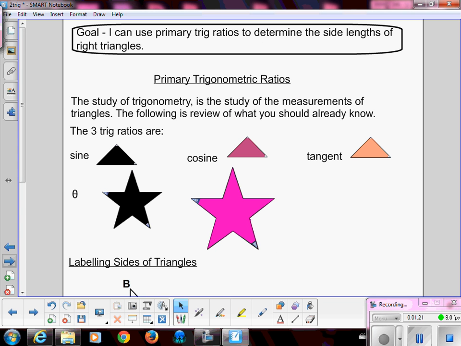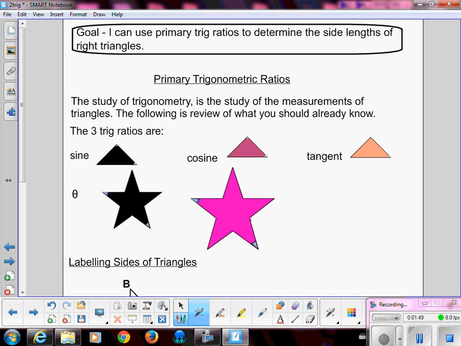So let's take a look at our goal today. Our goal today is I can use primary trig ratios, and that is SOHCAHTOA, okay, sine, cos, and tan, to determine the side lengths of right triangles. So this lesson is just dealing with side lengths. There's another mini one dealing with angles. You can watch both of them if you so wish to complete all the work. That's totally up to you.